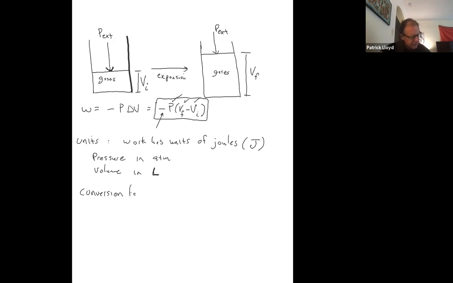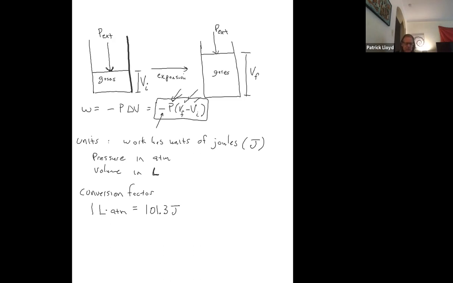I'm not going to go through the derivation of this conversion factor. It's not that difficult, but it's just not necessary. We'll talk more about this when we get to gases in chapter 10. But 1 liter times atmosphere, which would be the units that you get here, because pressure would be in atmospheres and volume would be in liters, is equal to 101.3 joules. Okay, 101.3 joules is the same as a liter atmosphere.